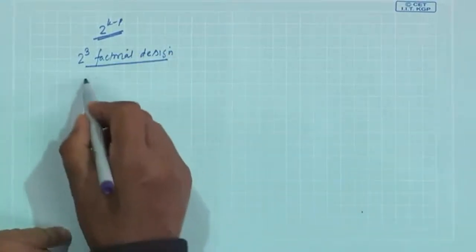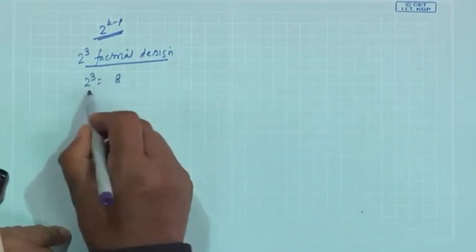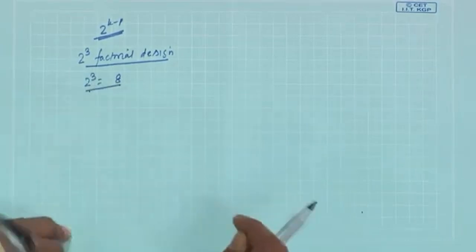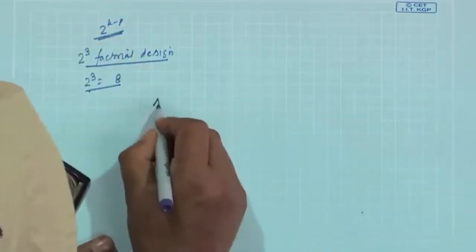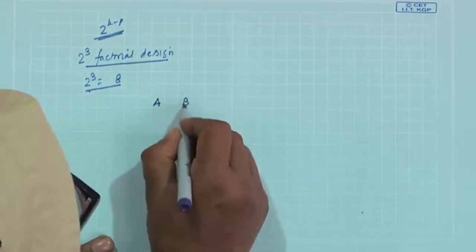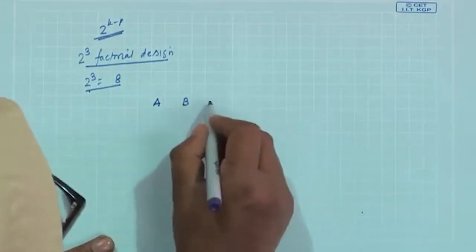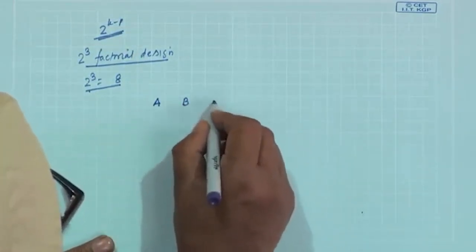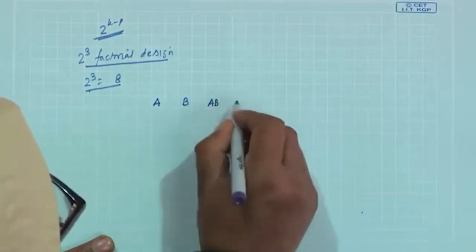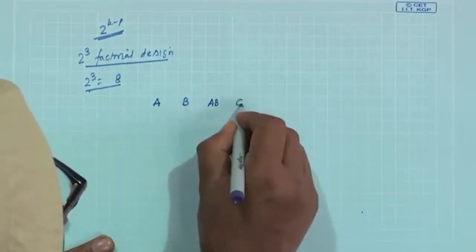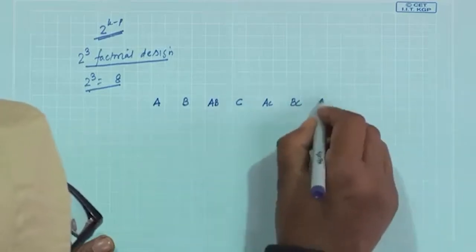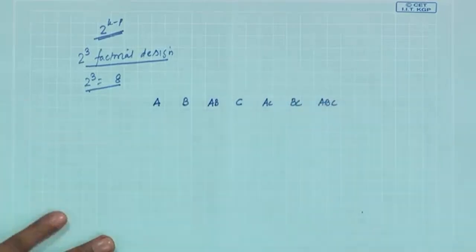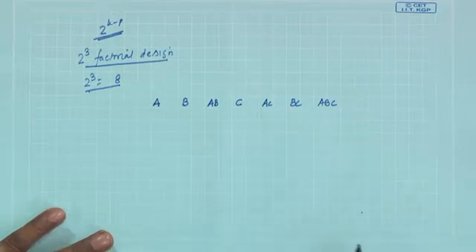So, how many treatment combinations? 2 to the power 3 equals 8 treatment combinations. Okay. So, then if I write the factors as A, B, then AB I can write here, then C, AC, BC, ABC, this kind of notation you have seen earlier.